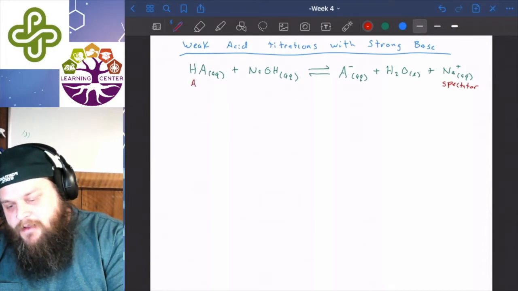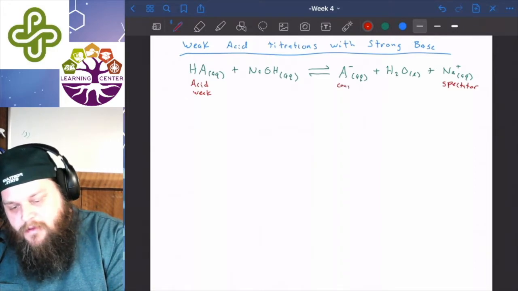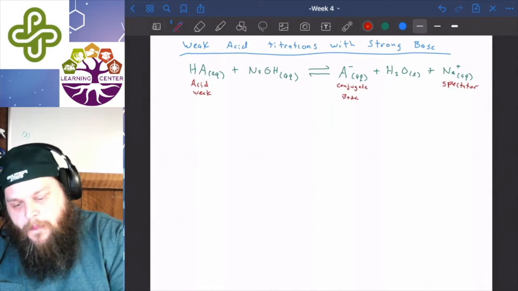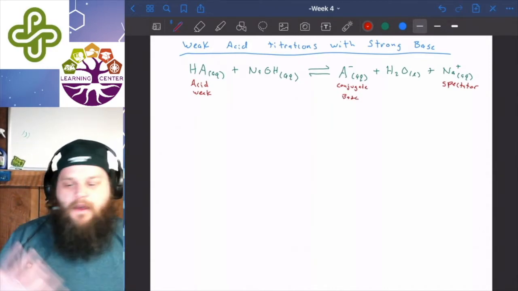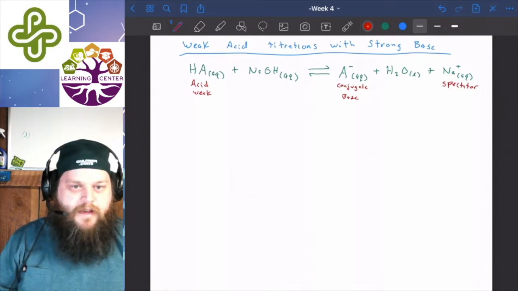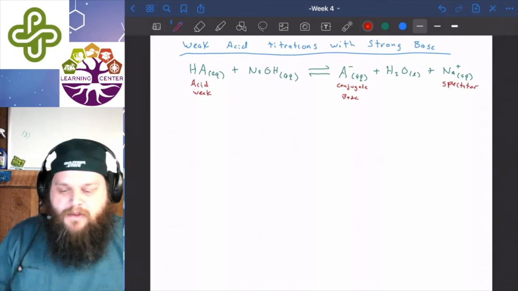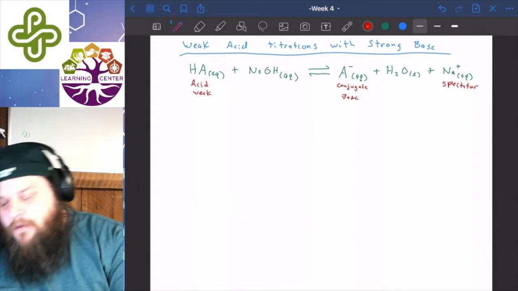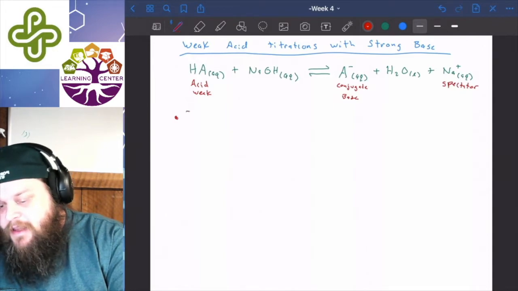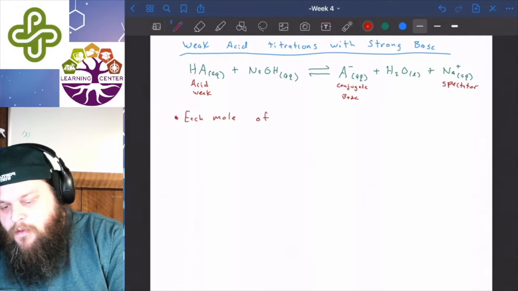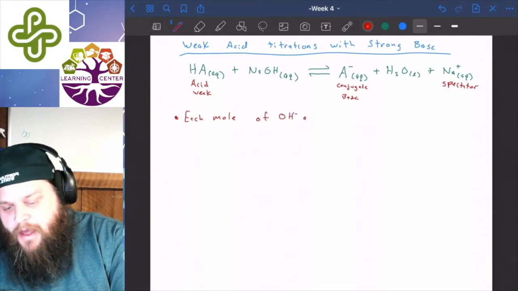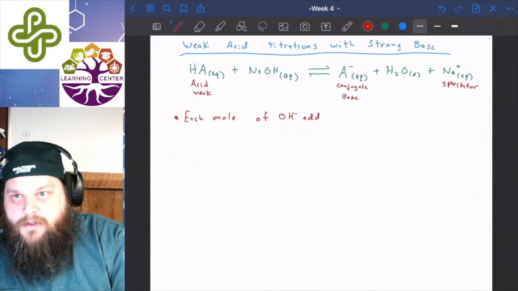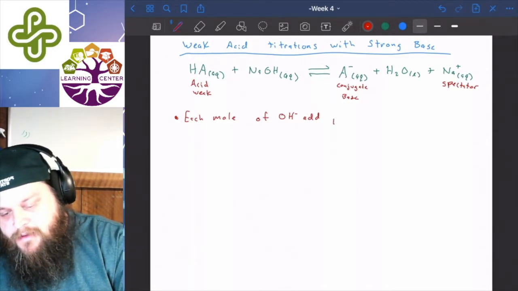where this is our acid. It's a weak one. So we get a conjugate base. And then we have water, which is kind of the product of that acid-base reaction. It's always going to produce some type of water and a conjugate base. So for weak acids, we can say that each mole of OH minus that you add produces 1 mole of the conjugate base.